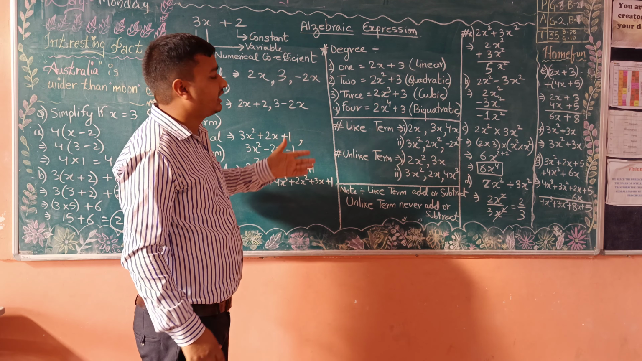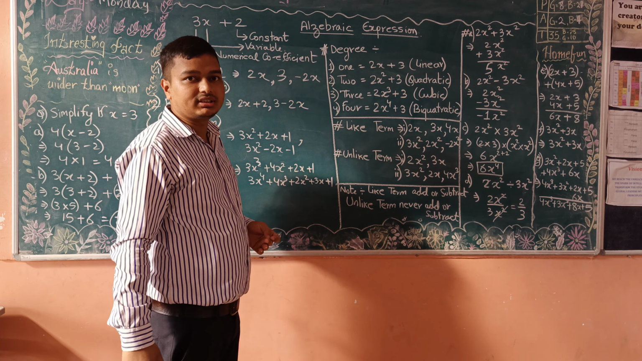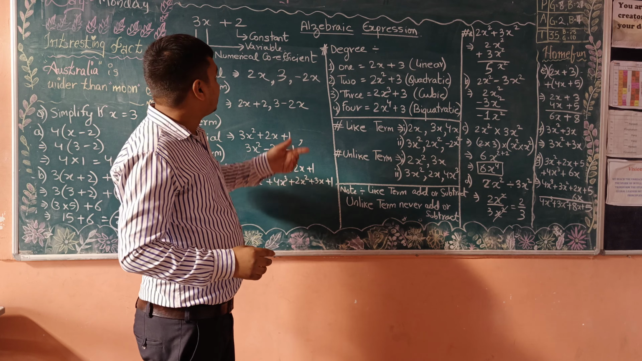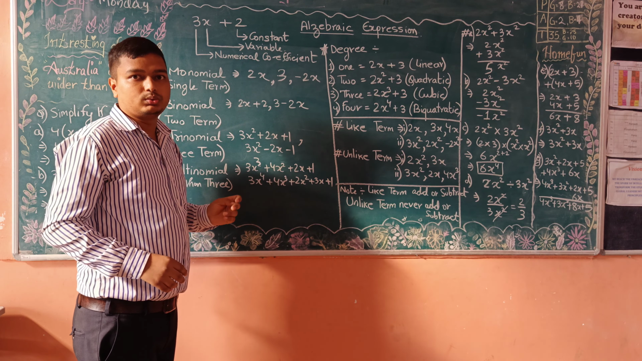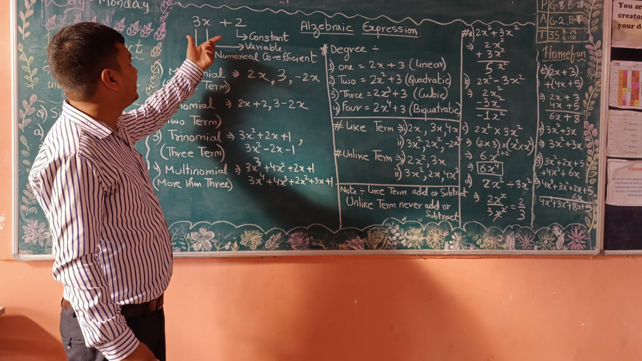So today we are going to learn a very important topic, that is algebraic expression. Let us first understand what we mean by algebraic expression. An algebraic expression is a combination of numbers with a variable. Let us start with an example, 3x plus 2. It is an algebraic expression. How can I say it is an algebraic expression?